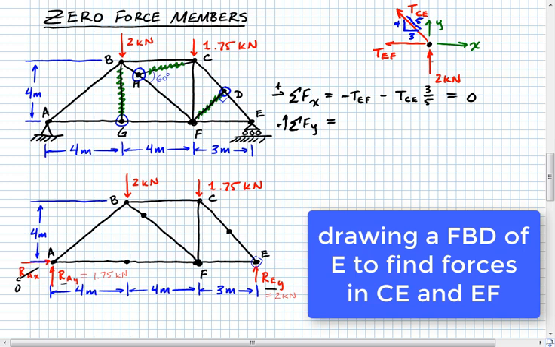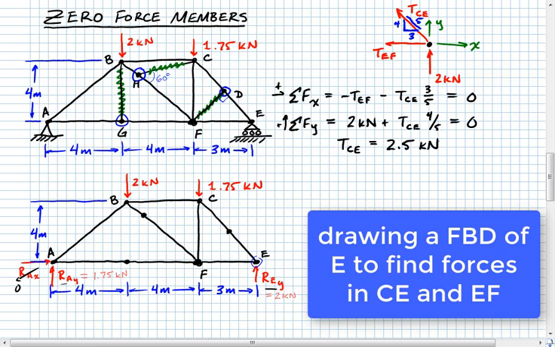And we sum forces in the y direction. What we'll have here is 2 kilonewtons acting upward plus TCE times, and we just want the vertical component, so we'll take that ratio of 4 over 5 to get the vertical component of that force. And those are the only 2 that have vertical components, so we'll set those equal to 0. And from there we can solve for TCE. Doing that, TCE is actually equal to 2 kilonewtons times 5 divided by 4. Doing that, it ends up giving us 2.5 kilonewtons.